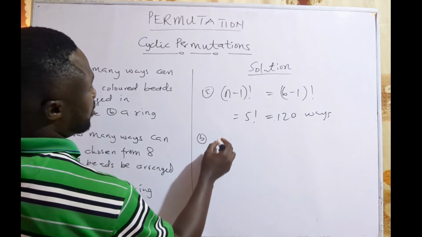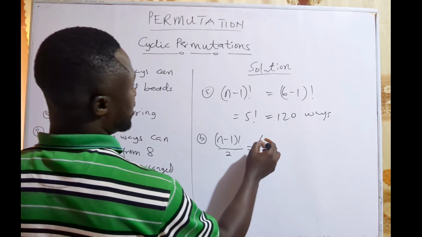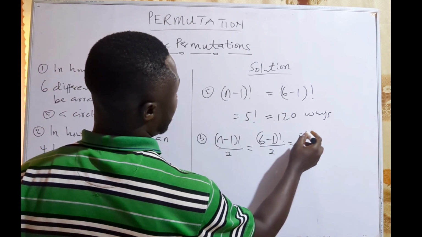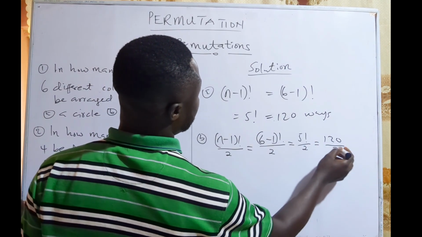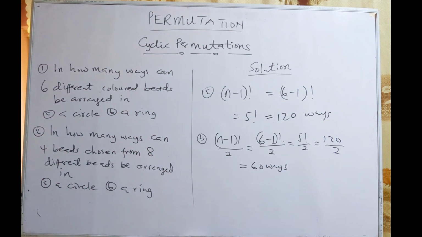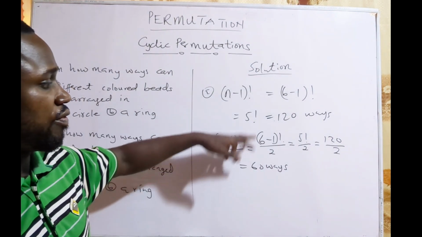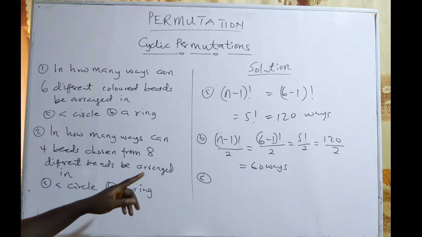Alright, number 2. In a ring, it is n minus 1 all factorial divided by 2. So that will be 6 minus 1 all factorial over 2. And that will be 5 factorial divided by 2. 5 factorial is 120, over 2. And that will give us 60 ways. So when you are arranging objects in a ring, then that is n minus 1 all factorial divided by 2.